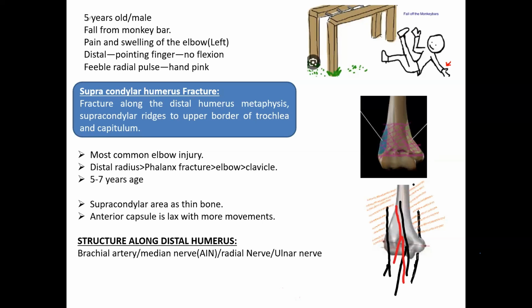So we have a case today. This is a 5-year-old boy who fell from a monkey bar while playing. After the fall, the patient noticed pain and swelling of the left elbow joint. When we did clinical examination, on the pointing finger there is no flexion possible, so there is a deficit of flexor digitorum profundus and superficialis. And there is a feeble radial pulse, but the hand is pink.